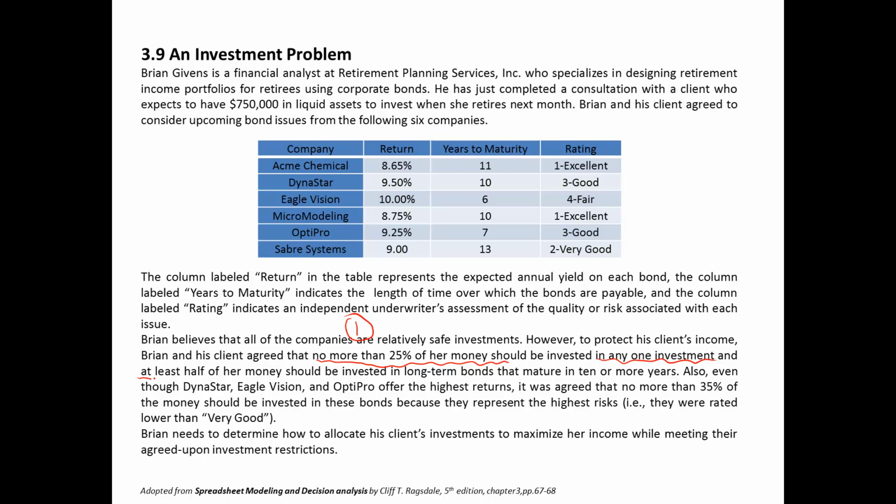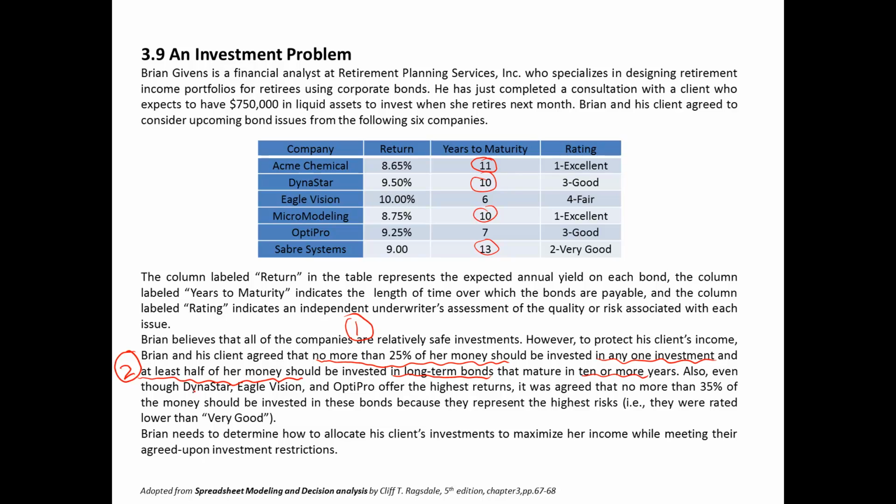And at least half of her money should be invested in long-term bonds that mature in 10 or more years. Okay, so those long-term bonds that mature in 10 or more years will be this one, this one, this one, and this one. These are the long-term bonds. Okay, so at least half of her money should be there. So that's the second restriction.